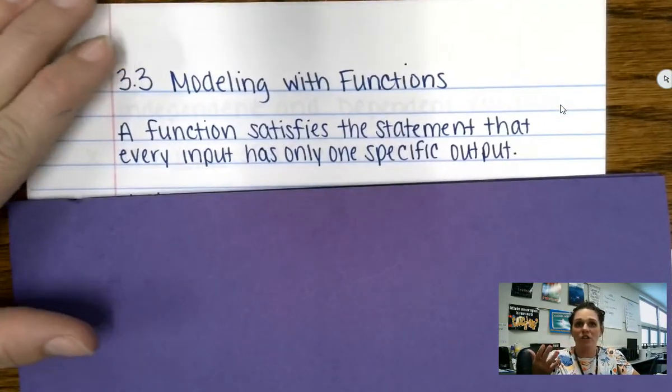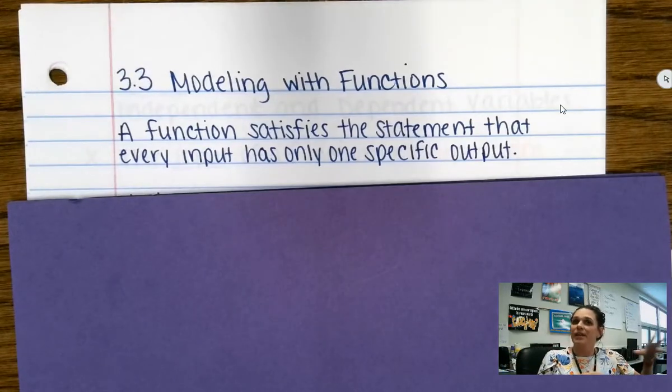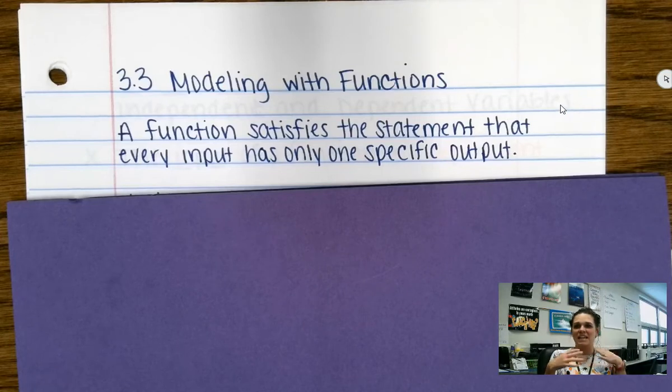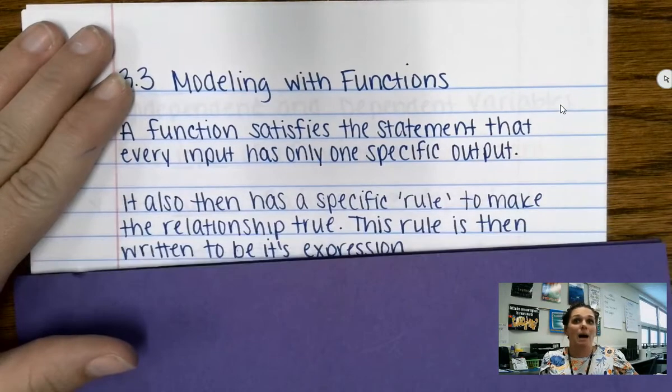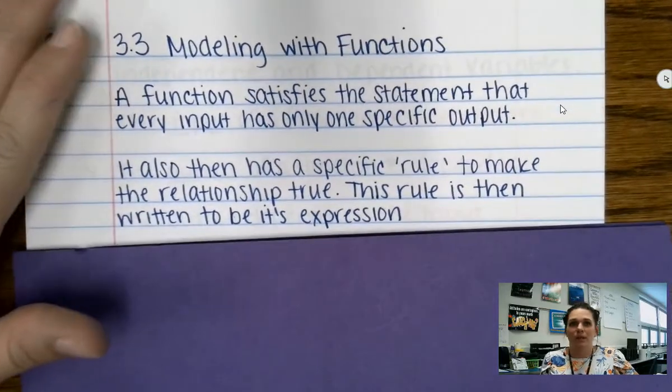So a function satisfies the statement that every input has one specific output. We've already kind of taken a look at that and taken these relations. We've been looking at the x values and kind of asking the question, is it a function? So in all of these that we're going to be focusing on, they are functions. They're already established. And we're going to specifically then be looking at the rules that get applied with these functions.